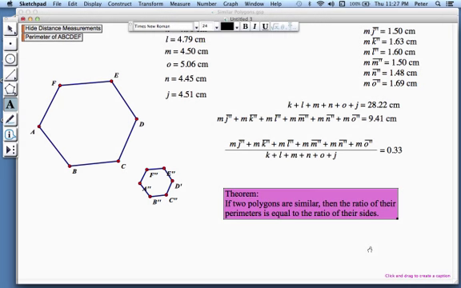So the last theorem for this video is that if two polygons are similar, then the ratio of their perimeters is equal to the ratio of their sides.